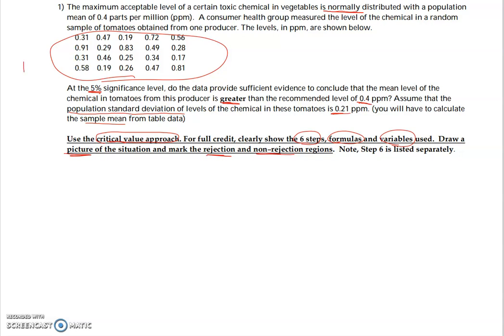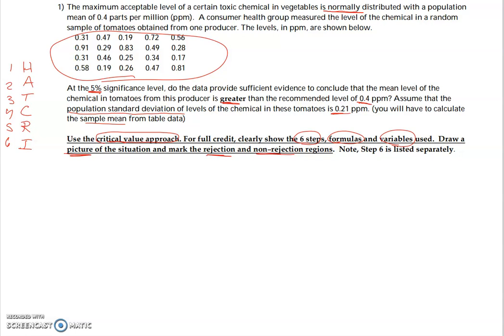So let's remember, we have to write our hypotheses, set the significance level or the alpha, get our test value, critical value, decide if we're going to reject or not based on a picture, and then write the interpretation. We need those six steps. 1, 2, 3, 4, 5, 6. There we go. Let's write down some pertinent information before we get going.